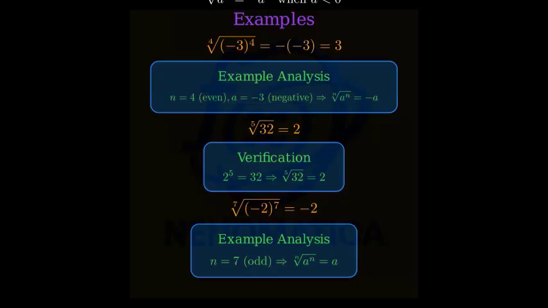Let's summarize what we've learned about nth roots. When a equals 0, the nth root of a to any power is 0. When n is odd, the nth root of a to the nth power equals a. When n is even and a is positive, the nth root of a to the nth power equals a.